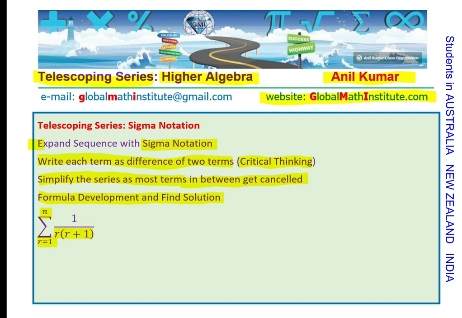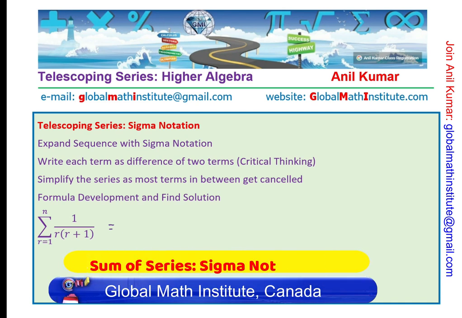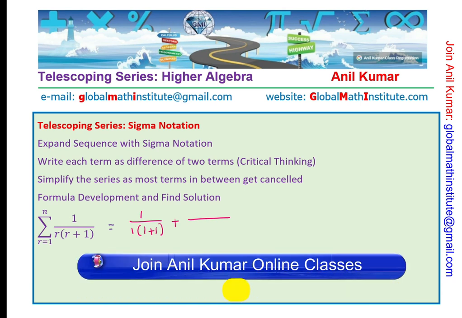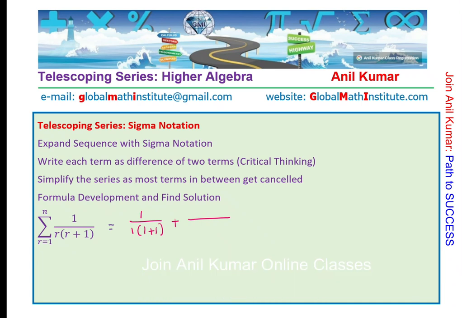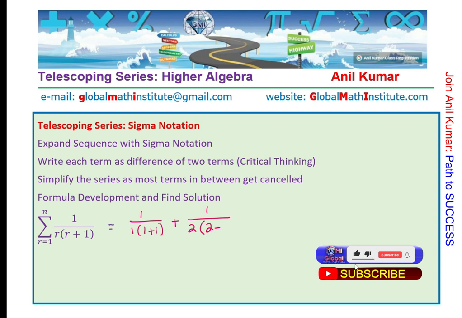So let's begin by expanding the formula itself. As you see here, sigma notation basically means sum of terms, right? So you have to put r as 1 to begin with. If I put r as 1, I get 1 over 1 times 1 plus 1, correct? Plus. So this is the sum of a sequence for different values of r. Now we'll put r as 2. So we get 1 over 2 times 2 plus 1.